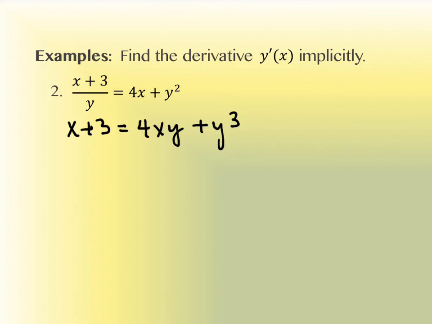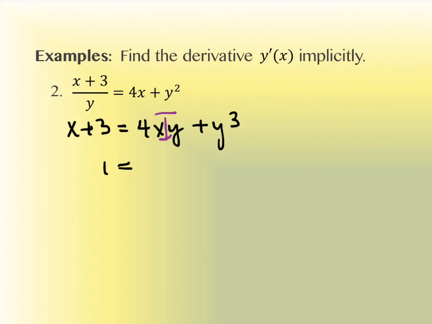Great. All right, so let's start with the easy side, the left side. What's the derivative of x plus 3? 1. So 1 equals. We'll do it here just to keep it clean. All right, now I've got 4xy, which is in fact a product, right? I have 4x times y.